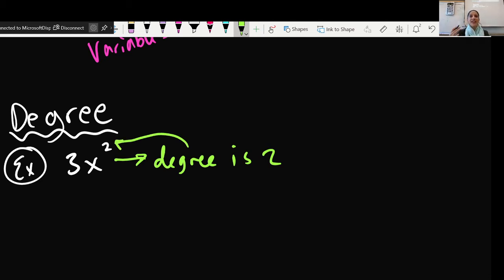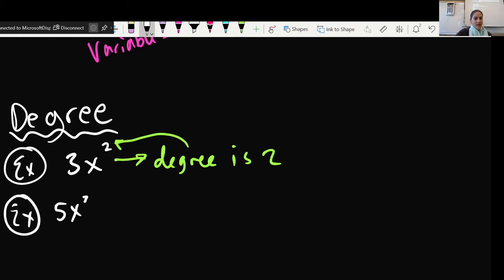In this case, there is no sum. Do you know what sum means? What does sum mean? The answer to addition, so when we're adding things, right? But there's nothing to add there. So there's a 3x squared, we just use the 2. So let me give you something that has a little bit more going on.